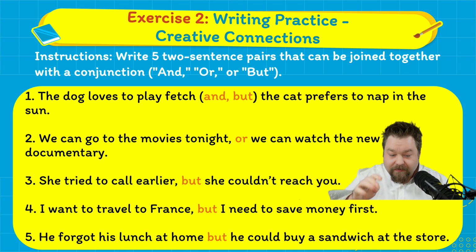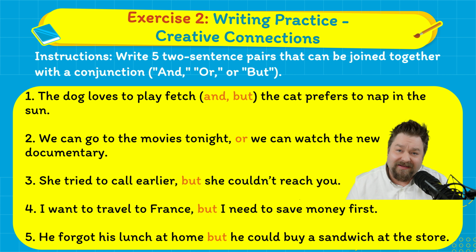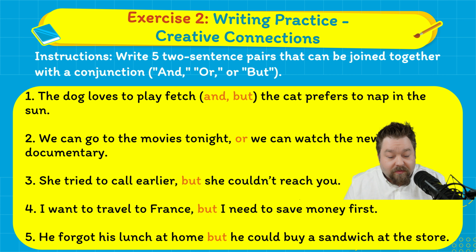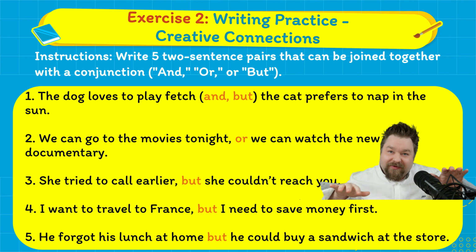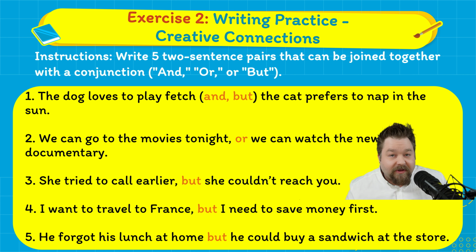Okay. Number four, I want to travel to France, but I need to save money first. Yeah, that's common sense. I want to do it, but I can't because I don't have the money. Number five, he forgot his lunch at home, but he could buy a sandwich at the store. See, it was okay. Even though it was a negative, it's still okay, right? There was a positive outcome, but it's really contrasting. He forgot something, but he could get it somewhere else, so it was okay, right? Not every sentence with a but is completely negative. It just shows that they contrast.